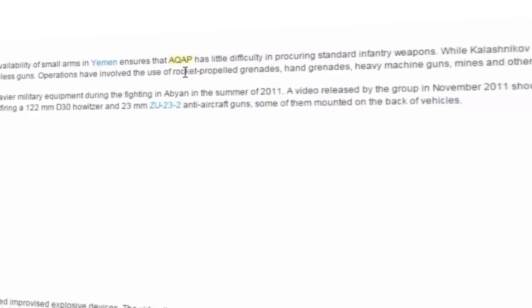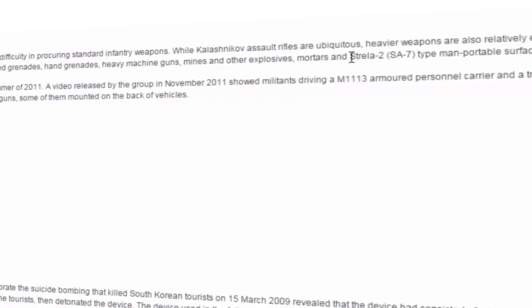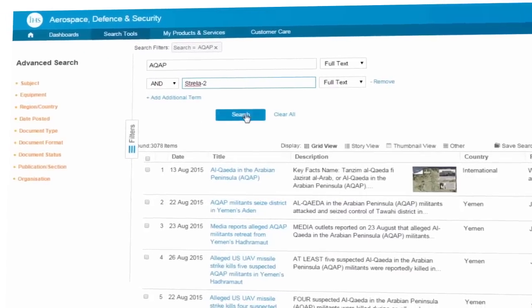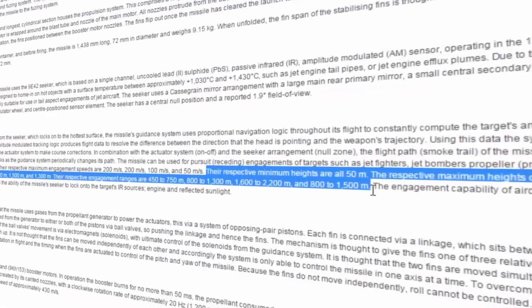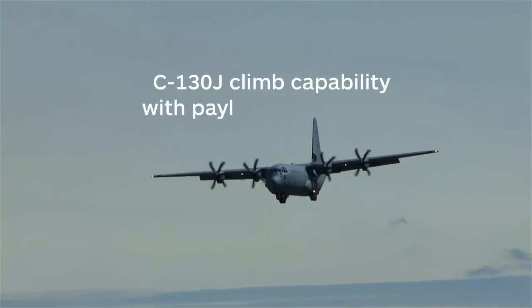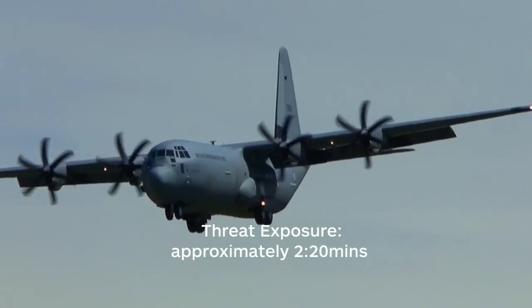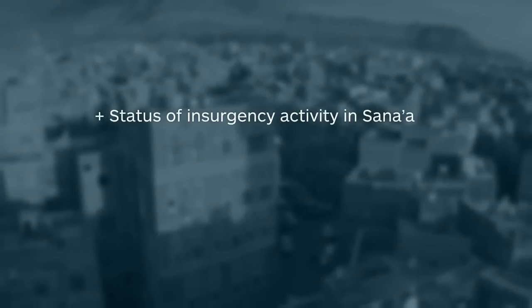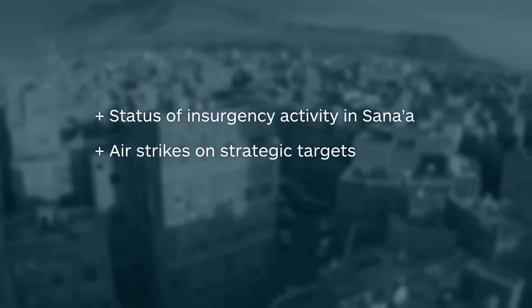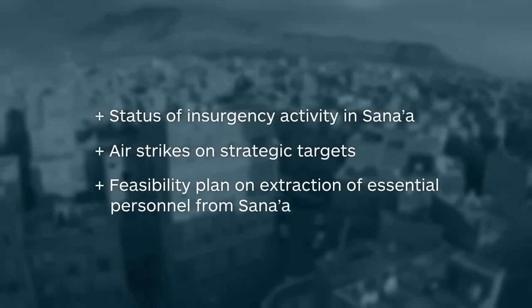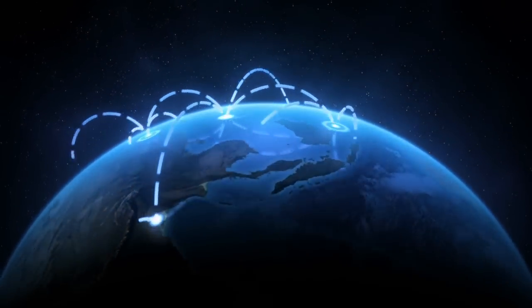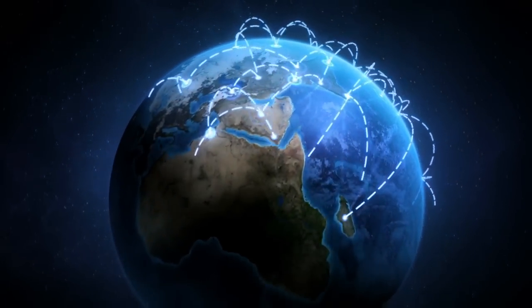As we can see, an insurgency group active in this area possesses the Strela 2 in its arsenal. We can also review the capability of this particular weapon and determine if it's a substantial threat. Understanding the climb capability of the C-130J, we are able to determine the threat exposure for this aircraft is approximately 2 minutes, 20 seconds. Using the combined areas of content from IHS Aerospace Defense and Security Solutions, we successfully determined operational outcome in the area and conducted the feasibility study to help support a future objective.